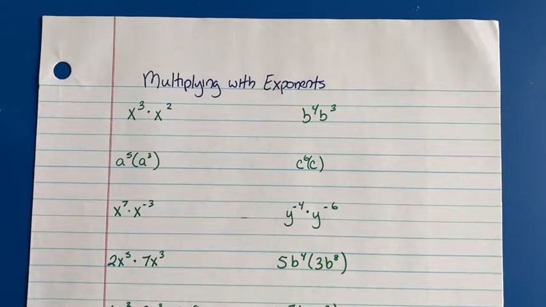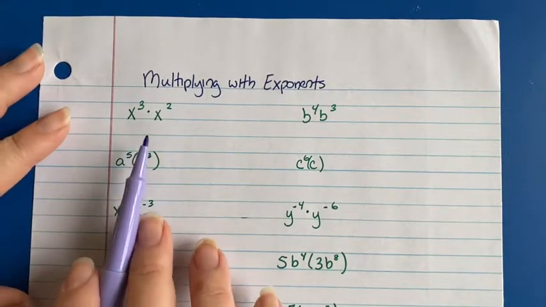In today's lesson, we're going to talk about what it means to multiply when we have exponents in the expression. So you can see here I have several expressions laid out. They're ranging from a little bit easier to a little bit harder, and we're going to walk through the steps of multiplying with exponents. Okay, so here is the actual rule.